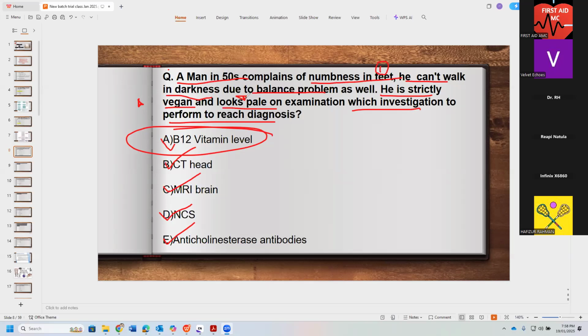Anti-cholinesterase antibodies. Can anyone tell me in which condition we do these serology tests for diagnosis? Anticholinesterase antibodies, very good. Myasthenia gravis. Now, myasthenia gravis, is it an ascending paralysis or a descending paralysis? It's a descending paralysis from top to bottom.